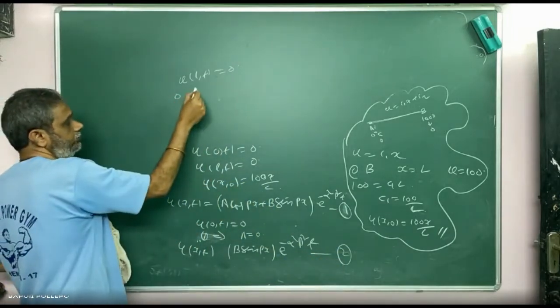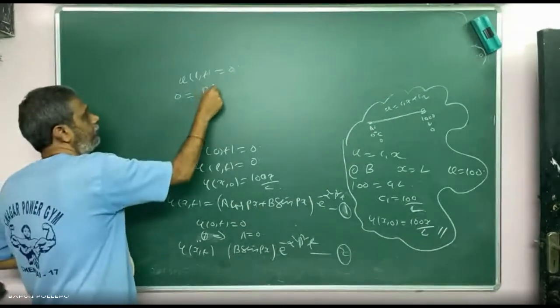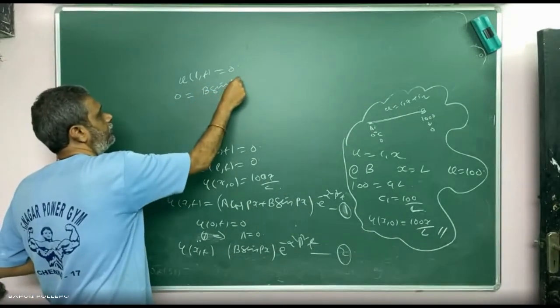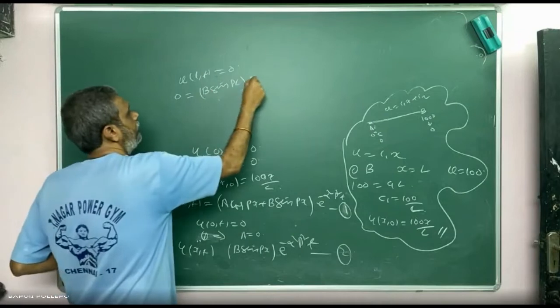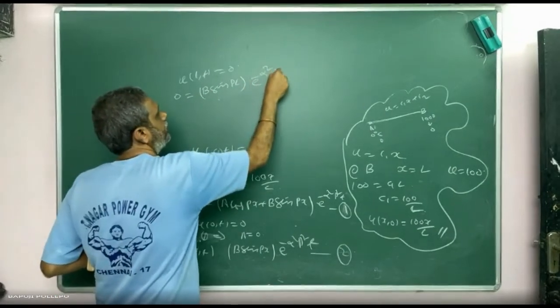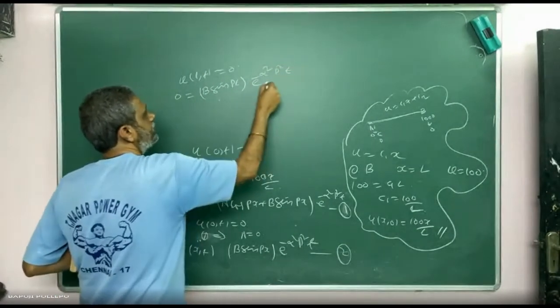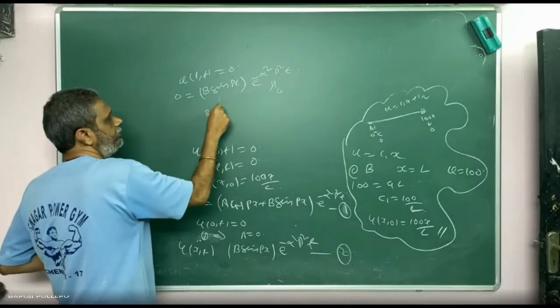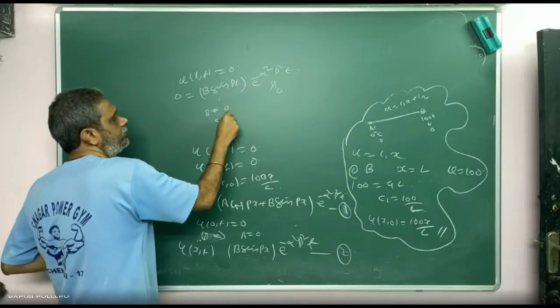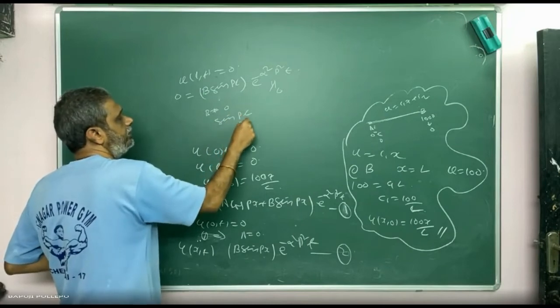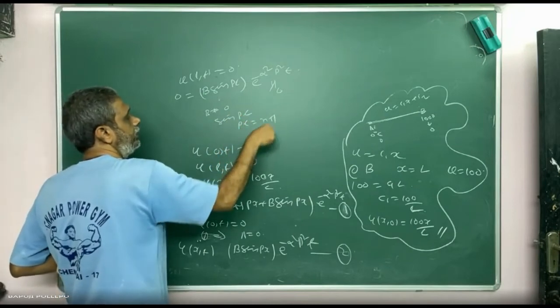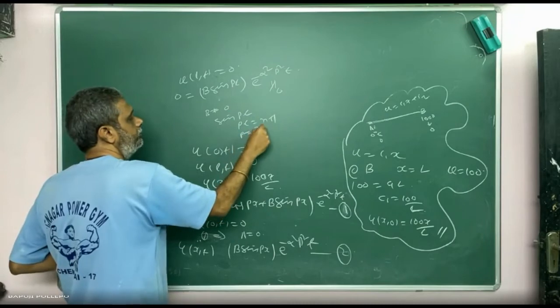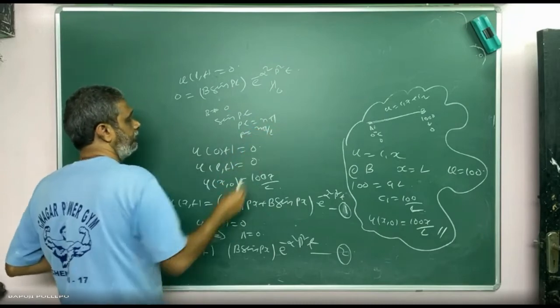0 is equal to b sin pL e power minus alpha square p square t. Then this cannot be 0, so b cannot be 0. sin pL is equal to 0, so pL is equal to n pi, so p is equal to n pi by L.